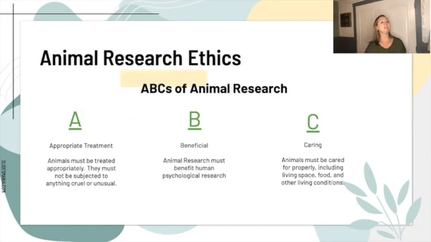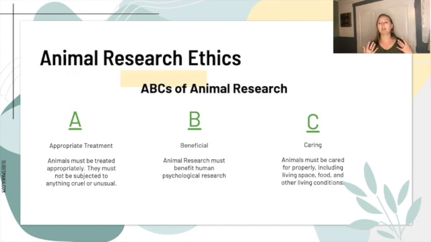Here's the ABCs of animal research ethics. A is appropriate treatment. Animals must be treated appropriately. They must not be subjected to anything cruel or unusual, so no injecting them with cancer cells, unless it's deemed necessary for human welfare. Beneficial, so animal research must be beneficial. It must benefit human psychological research. We can't do it because we're curious. It has to actually benefit humans in some way.